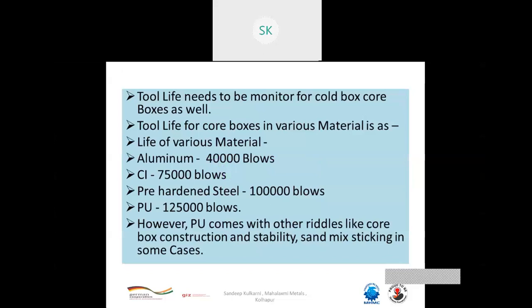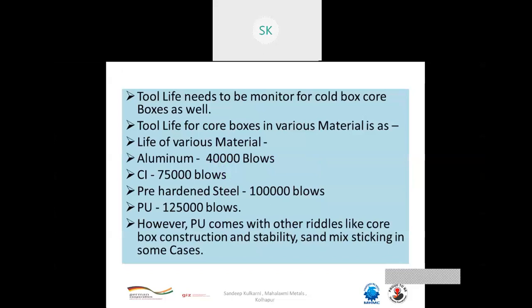Aluminum, the reason is simple: it is lightweight and easy to handle. The movement of the core box can be faster. The core making activity can be sped up because of the lightweight of the core box. So aluminum is preferred, and cast iron where the volumes are higher.